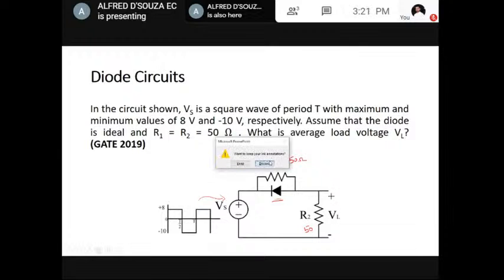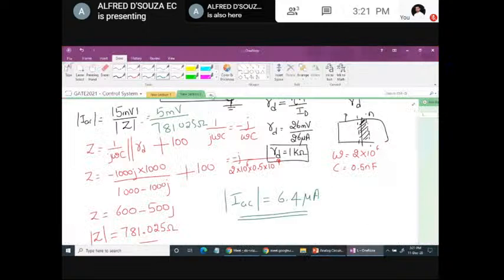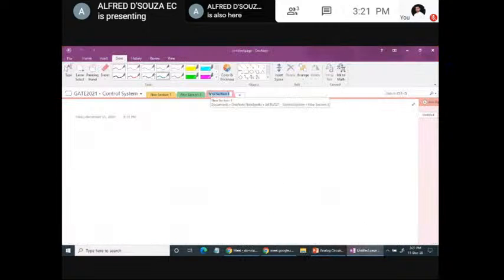Let me rewrite the circuit. So I'll rewrite the circuit. It is something like this. So we have the source voltage plus minus Vs. Then we have a diode.